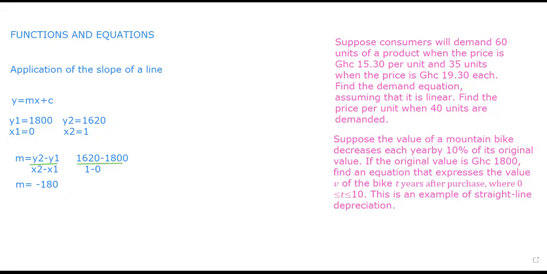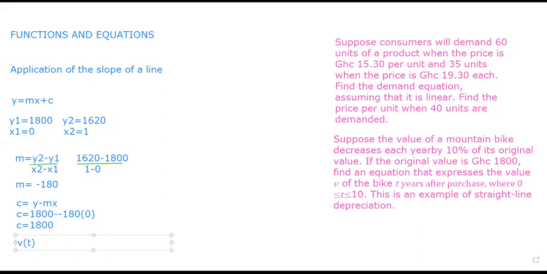So we have our M, and we can now find our C. We have said that C is equal to Y minus MX. Let's choose Y1, 1,800, minus M, which is negative 180, into bracket X1, which is 0. So we get C is equal to 1,800. I hope it's correct. C is equal to 1,800, right? Yes, sir.